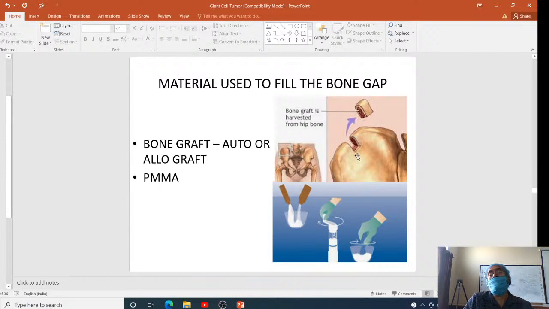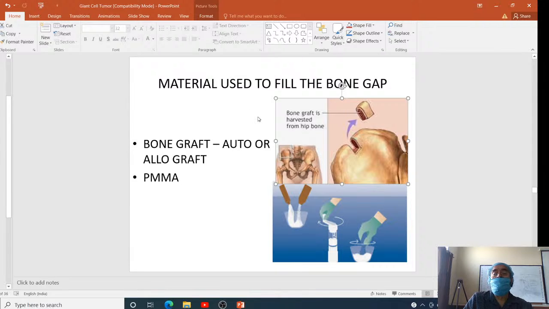So all these things made us not to do this, but to show you how we can take a beautiful graft from the iliac crest. This is a tricortical graft which is very, very solid, very, very strong. Okay, that is a bone graft. Auto or allograft. Auto, donor is the patient, and allo, somebody else will give. So if the patient is a pediatric patient and he needs bone graft, who is the best source?